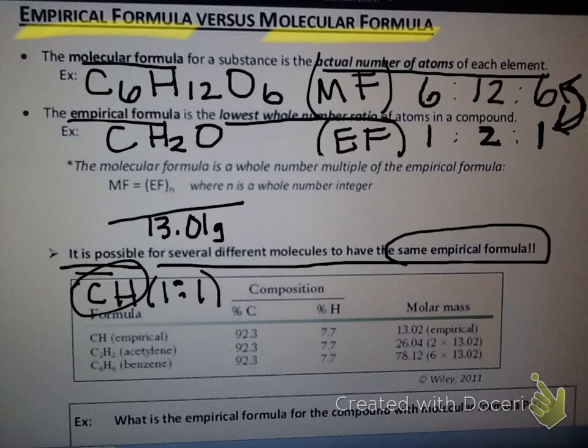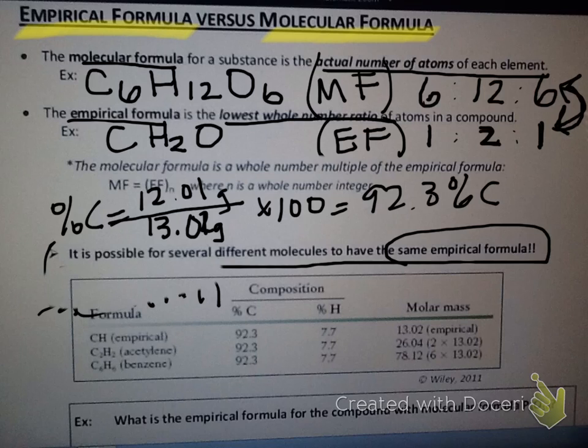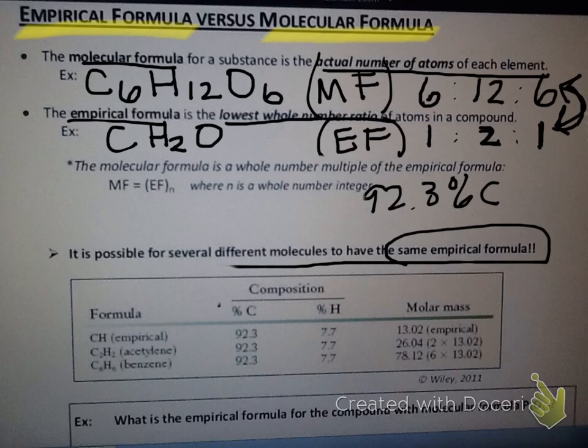If you find the percent carbon in the empirical formula CH, it's going to be 12.01 grams divided by 13.02 grams, multiplied by 100. For the empirical formula CH, the percent carbon is going to be 92.3%. The percent hydrogen is the rest, equaling 100, so 7.7. So for the empirical formula CH, the percent composition by mass of carbon to hydrogen will be roughly 92 to 8, so 92.3 to 7.7.